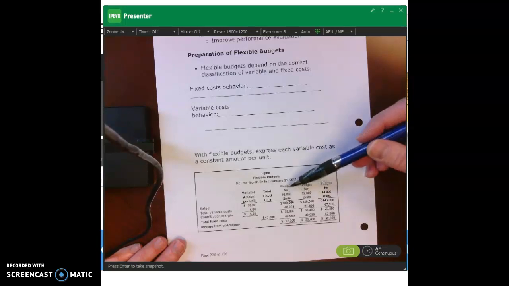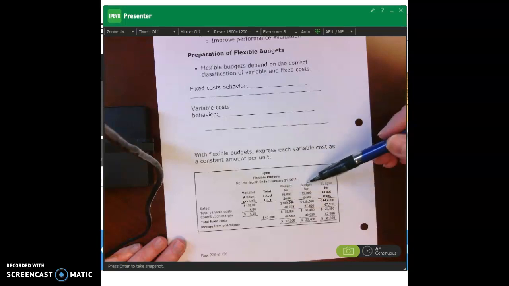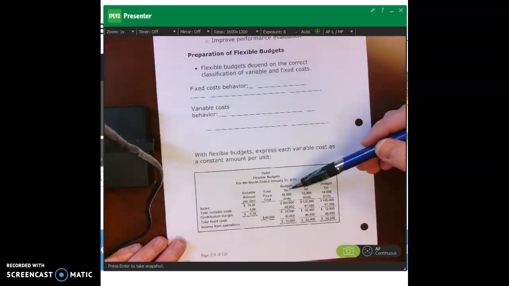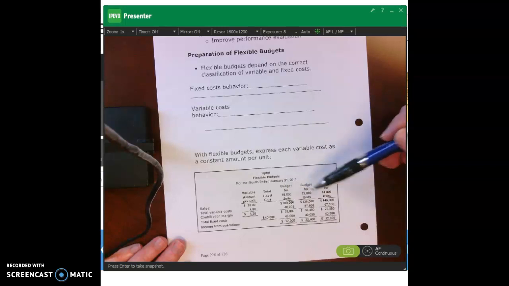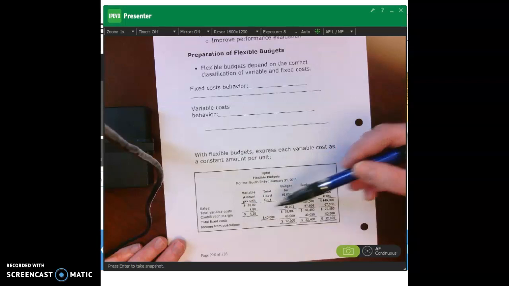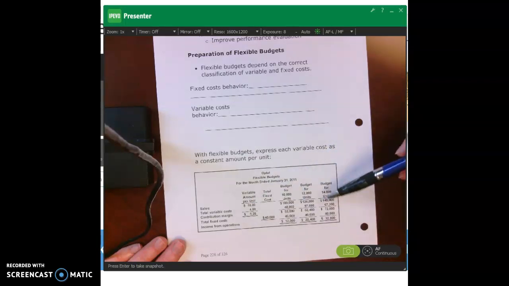So then what we can say is, we have a budget at 10,000 units, a budget at 12,000 units, and a budget at 14,000 units. Now actuals came in and we actually made 12,000 units. So we can pick the budget that's 12,000 units and compare that against our actuals of 12,000 units, right? Let's take a look at how we got each one of these numbers.